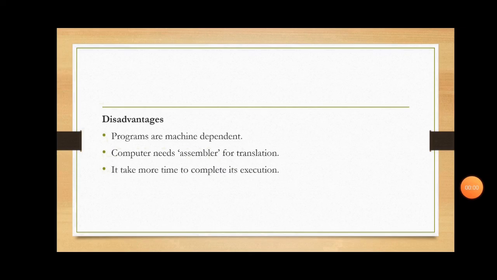The major drawbacks of assembly language programs are as follows. A program written in assembly level language is still machine dependent, which means a program written on one machine cannot be executed on another machine with a different architecture. As we have discussed, a program written in assembly level language cannot be understood by the machine. There comes a need for a translator. Because of this translation process, the computer takes more time to complete the program execution.